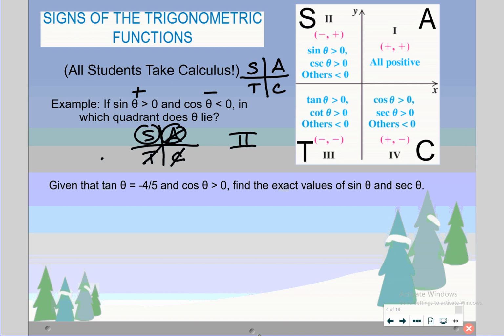All right. So given that tangent of theta is -4/5 and cosine of theta is greater than 0, find the exact values of sine and secant. So these first 2 pieces of information are allowing us to draw the triangle. The triangle is going to give us the 2 answers we need later. So right now we're just focusing on getting this picture.